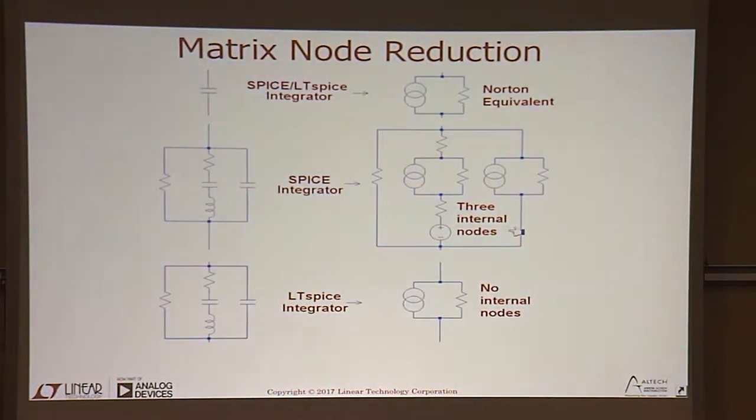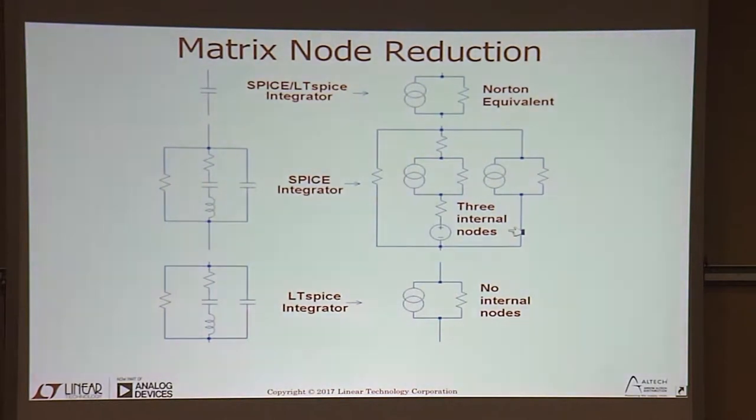Now this inductor. You can use the same integrator for inductors that you use for capacitors if you do a change of variables and use the result as a Thevenin equivalent circuit instead of a Norton equivalent circuit. And so this structure will be reported as this structure in every single SPICE program in the world, because every single SPICE program in the world has one integrator that's used over every reactance. And this has three internal nodes, one, two, three, okay? That's the way every SPICE program in the world works except LTspice.